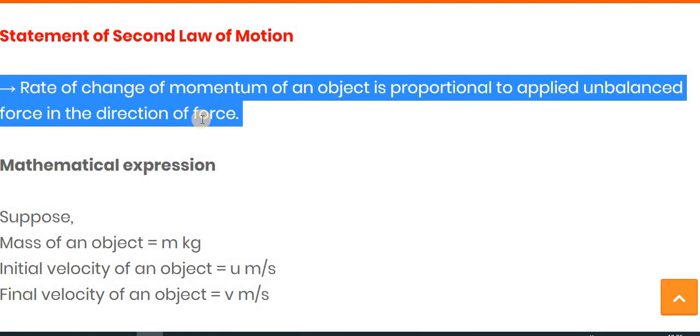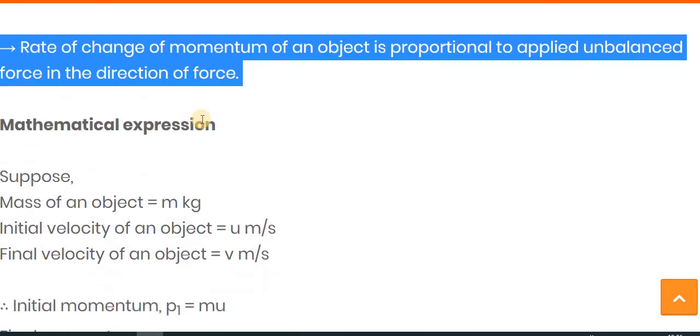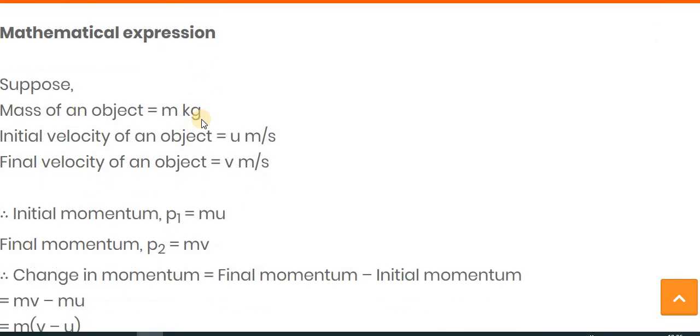If we want to describe it mathematically, then we can write that the change in momentum is equal to, means P is equal to mv minus mu. So we can write that m is common because the mass of the object is the same. So m in bracket v minus u.